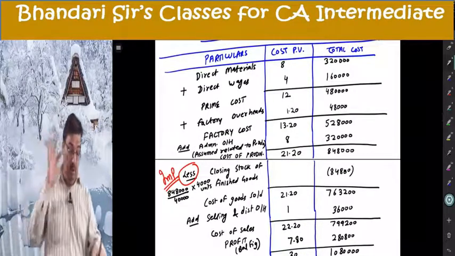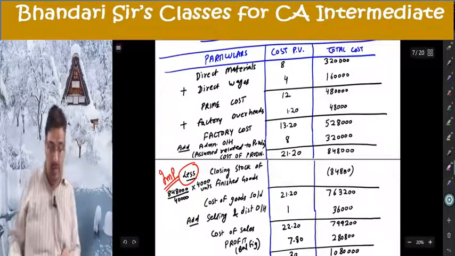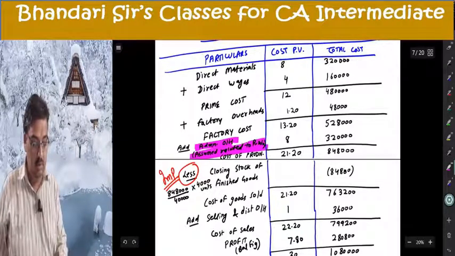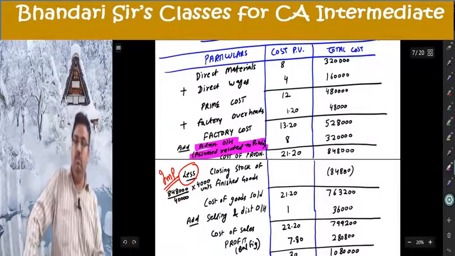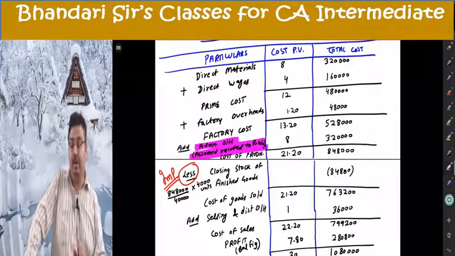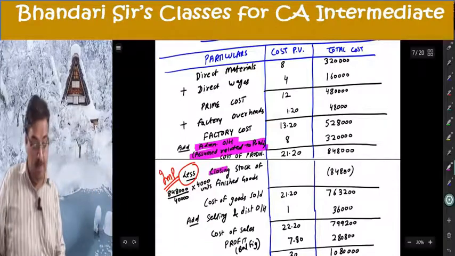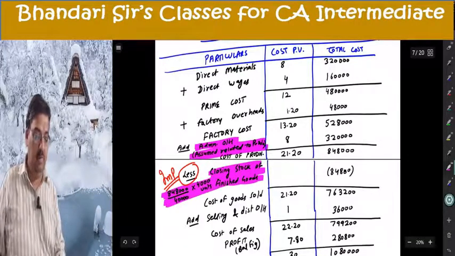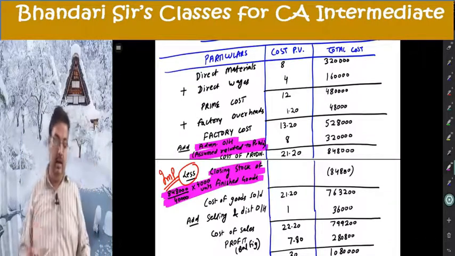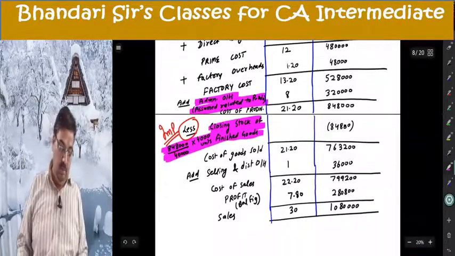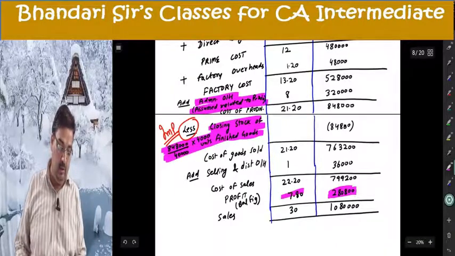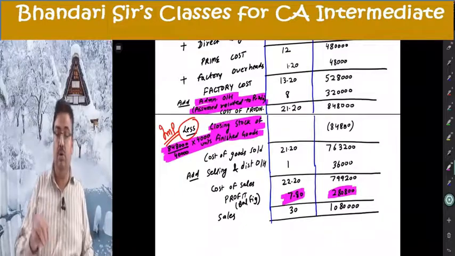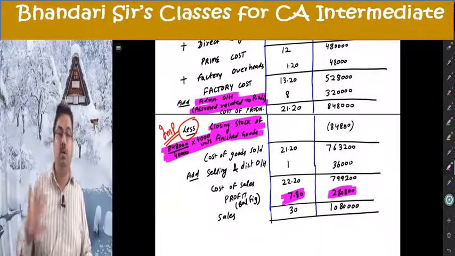Now remember two things carefully. One is administration, assumed to be related to production, which I saw later and put it there, and implied, hidden, closing stock of finished goods. This is very, very important. So having done that correctly, now I am getting the profit as answer, 2,80,800, which is per unit 7.80. So this is complete cost sheet question, which is different than normal cost sheet questions.